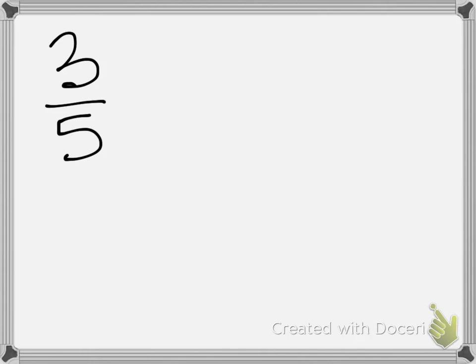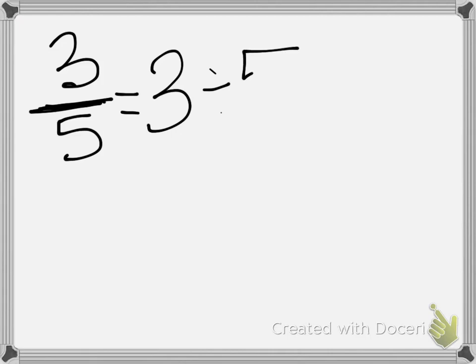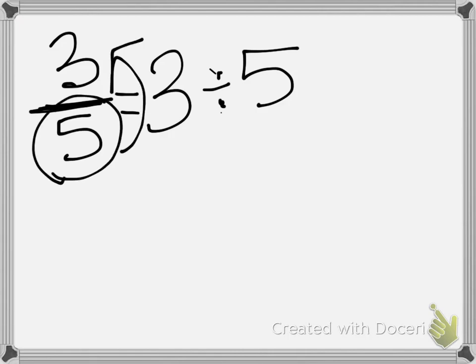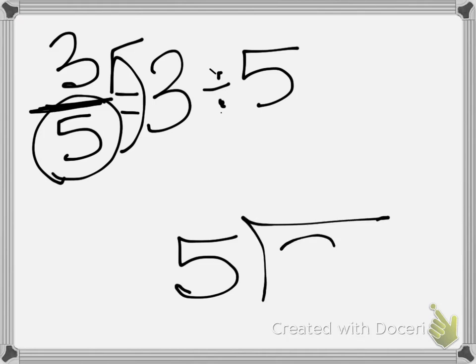Here we have 3/5. As long as we know that this fraction bar means to divide, I have 3 divided by 5, and it also asks how many times can 5 go into 3. So how many times can 5 go into 3? This is what this fraction means. It is 3 parts of 5.